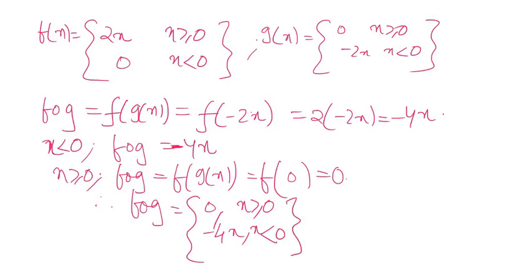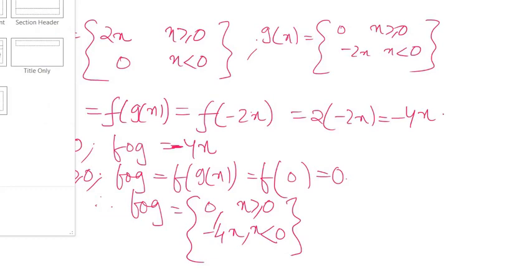Similarly, proceeding towards how to find g of f of x. In order to find g of f of x, let us proceed in this way. Now, x can be written in two ways, that is x greater than or equal to 0 and x less than 0. So let me draw it and write. For x greater than or equal to 0, the value of g of f of x will be g of f of x.